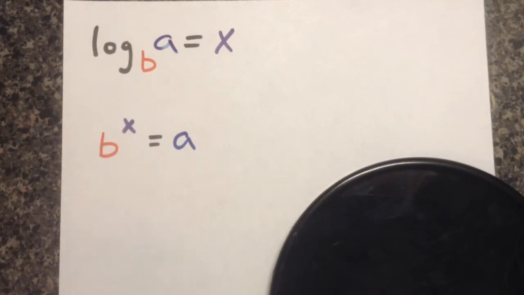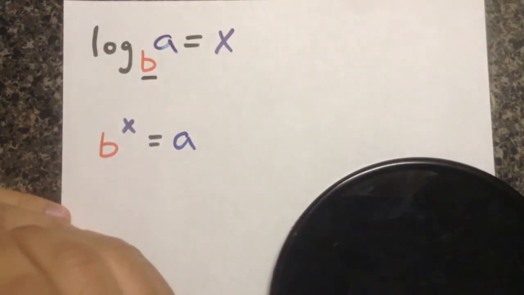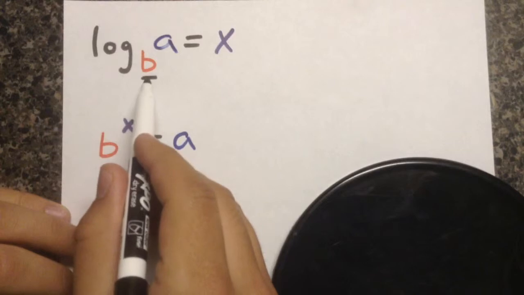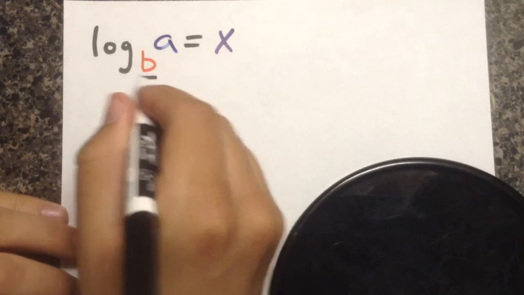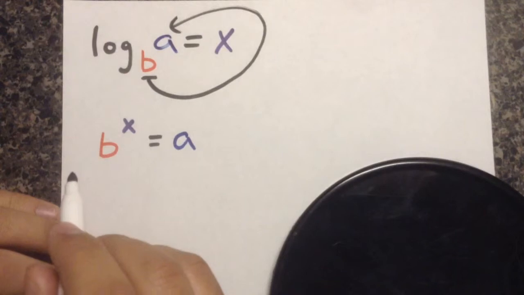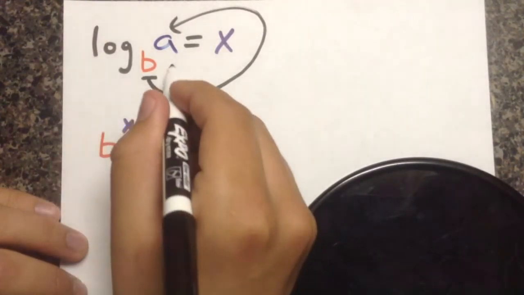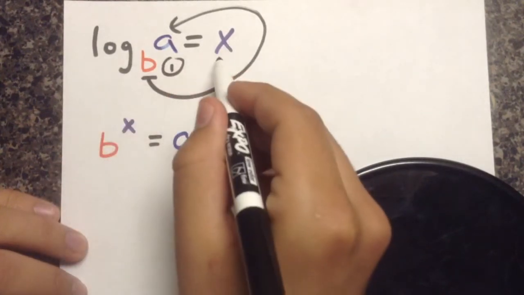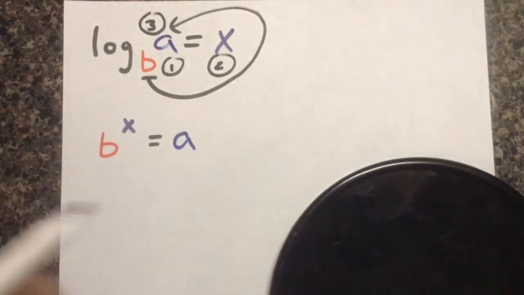What we can do is what's called the loop trick. The loop trick is very simple, and as it sounds, it involves a loop. All we have to do is start with a base. Here we see that our base is b. We start with the base and draw a loop counterclockwise. And when we do that, we just write things down in the order we see them. So we start with b as number 1, that's where we started. x is number 2, a is number 3, and we write them down in that order.